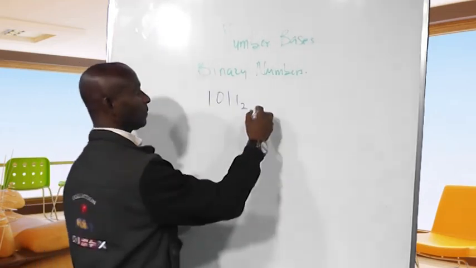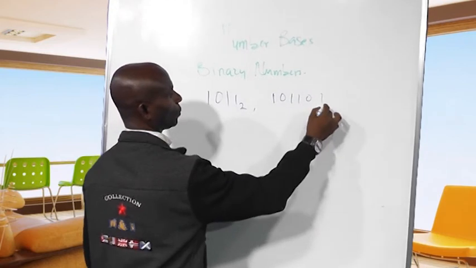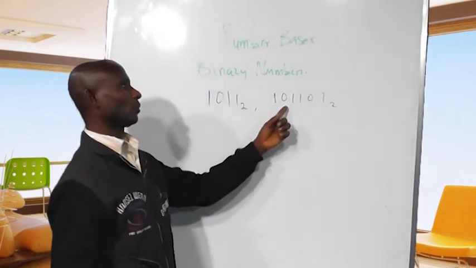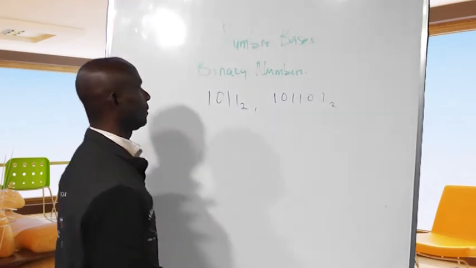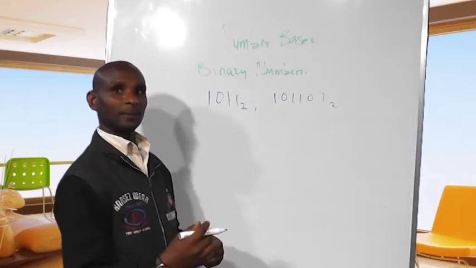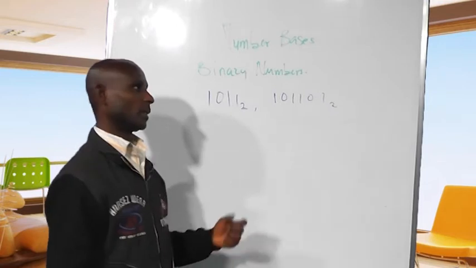Another example of a binary number is 101101 base 2. This is another binary number made of 1s and 0s. So let's see how we can convert this number to base 10. Then later we will see how we can convert from base 10 to binary numbers.